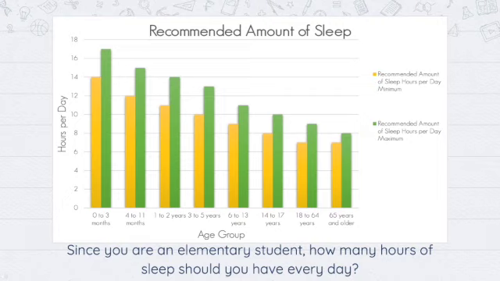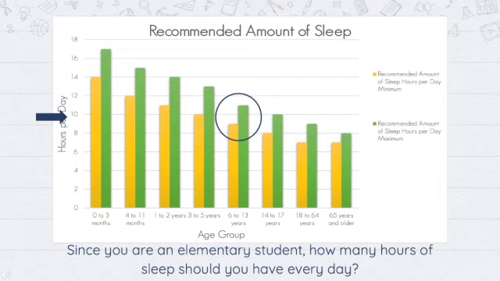Our third question is, since you are an elementary student, how many hours of sleep should you have every day? Now, you need to know what age group an elementary student belongs to. Since you yourself are an elementary student, you know that you belong to the age group of 6 to 13 years. Now find that column of your specific age group so you will know the number of hours of sleep you should have every day.